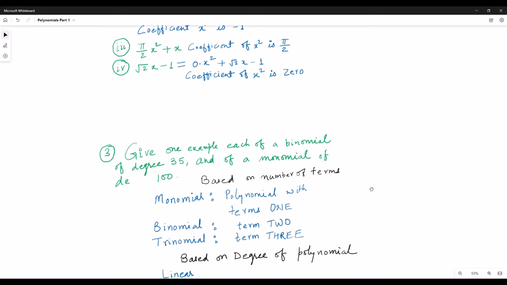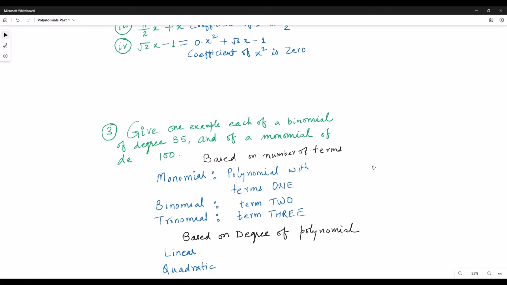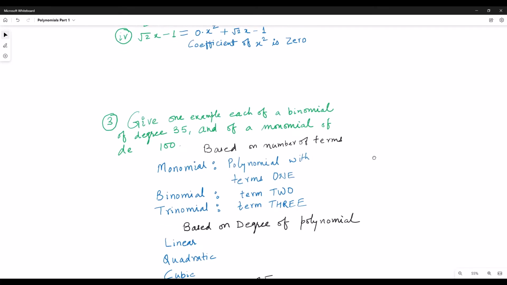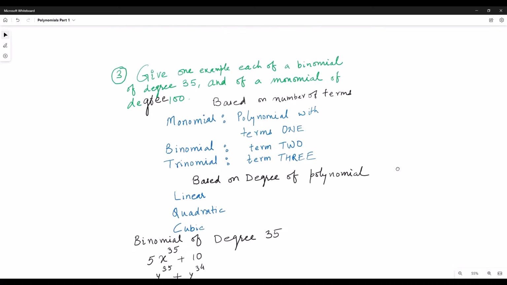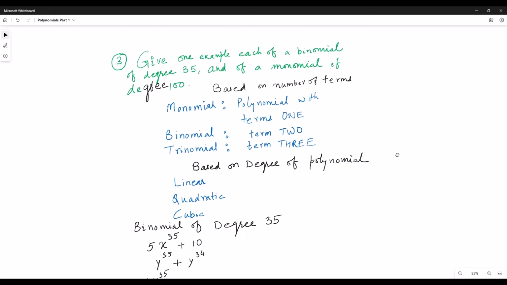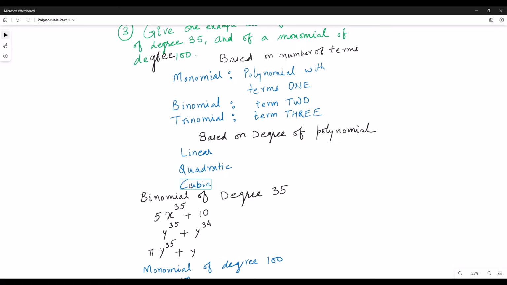Give one example each of binomial of degree 35 and of a monomial of degree 100. So based on number of terms, monomial is a polynomial with one term, binomial is with two terms, trinomial is with three terms. So we have to give an example of binomial of degree 35, and based on degree of terms, linear, quadratic, cubic, and likewise. So these are some of the binomials of degree 35.